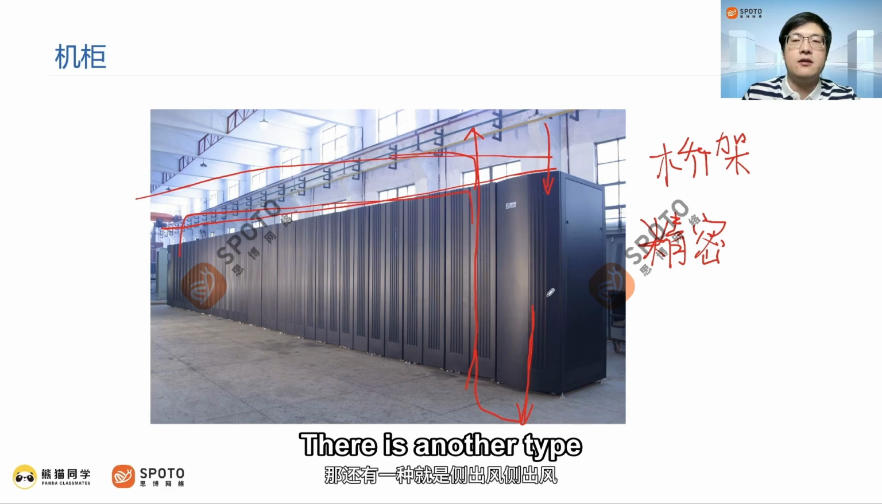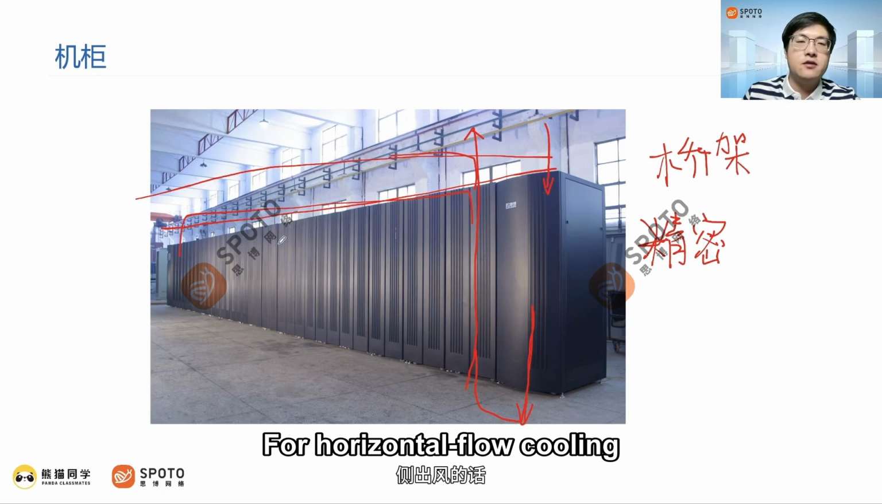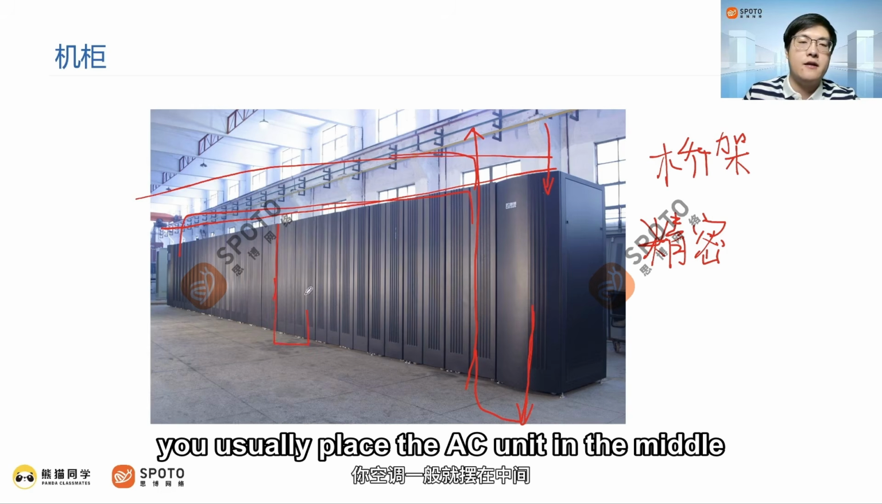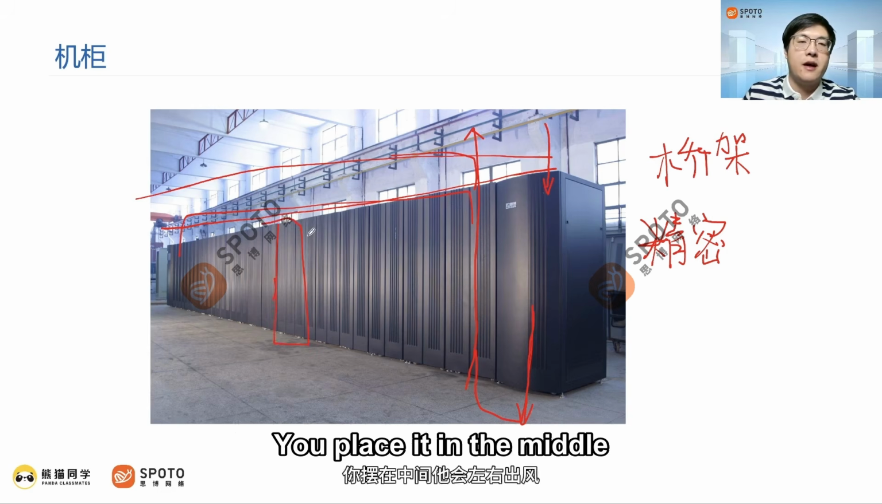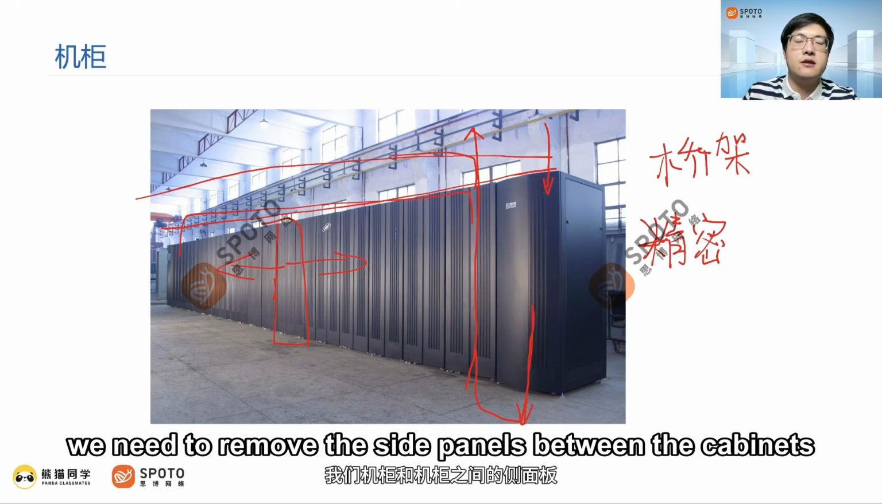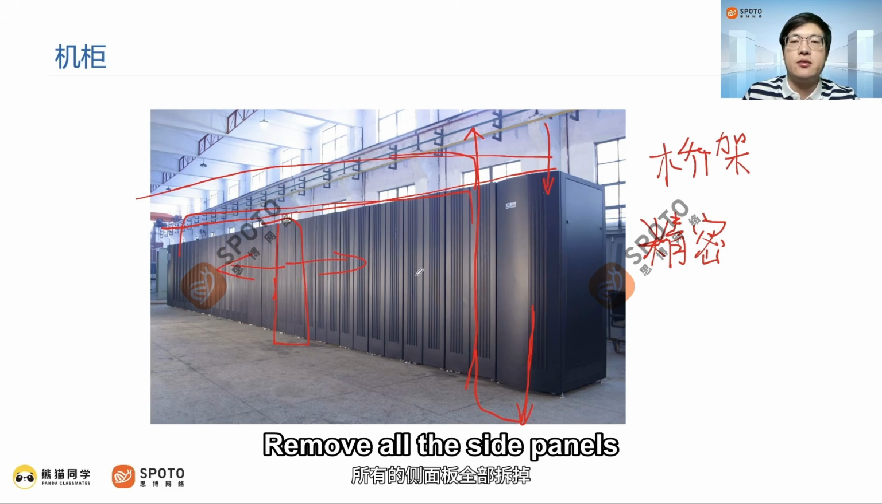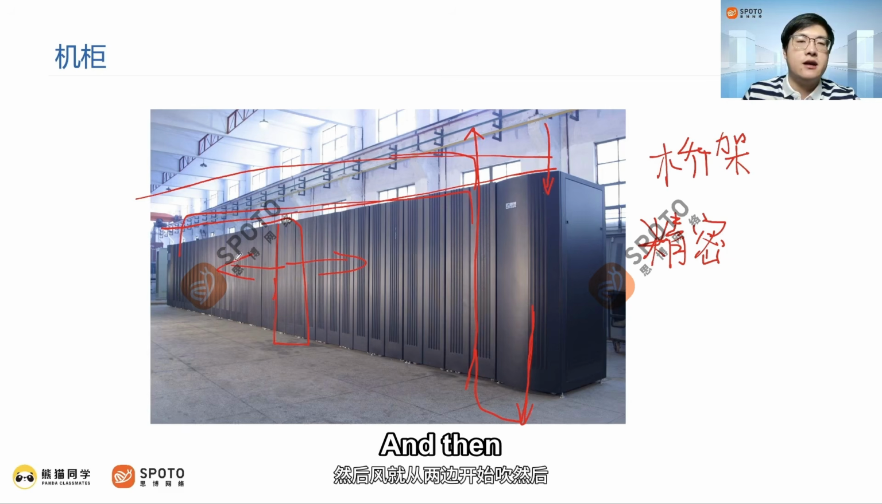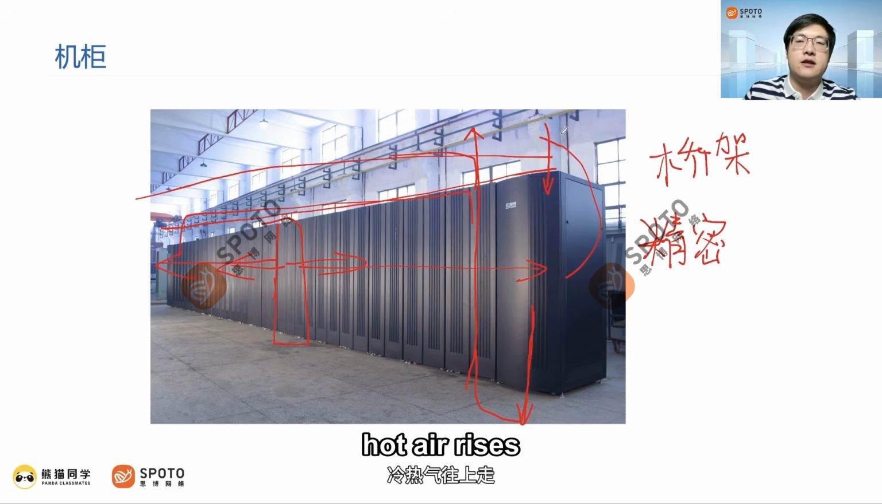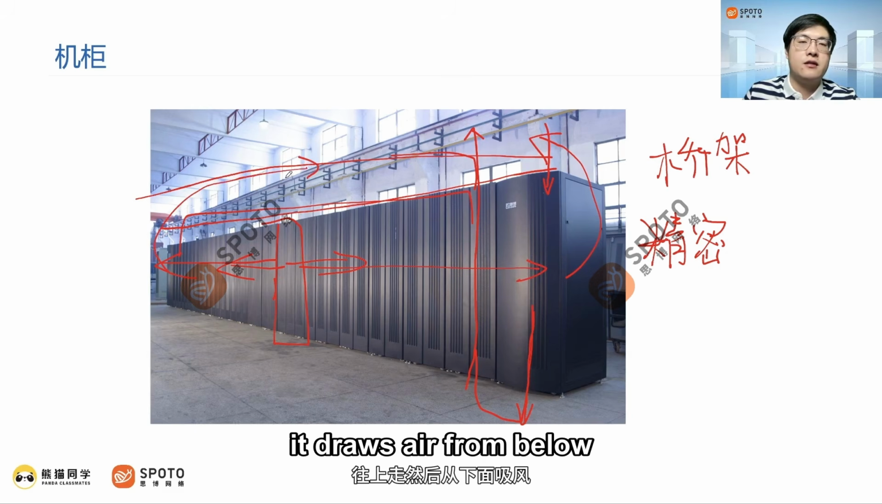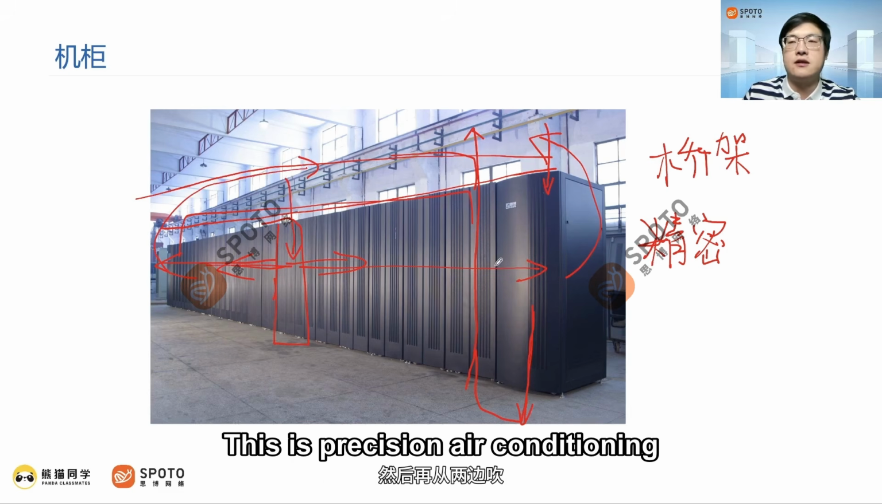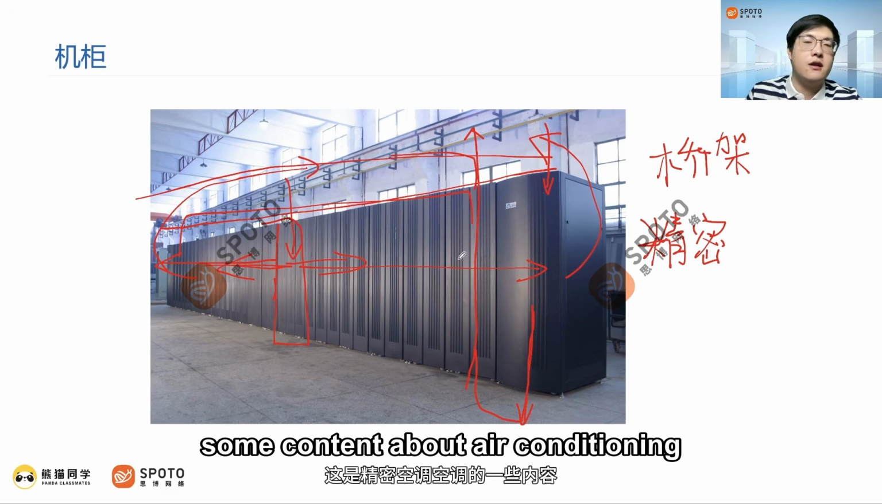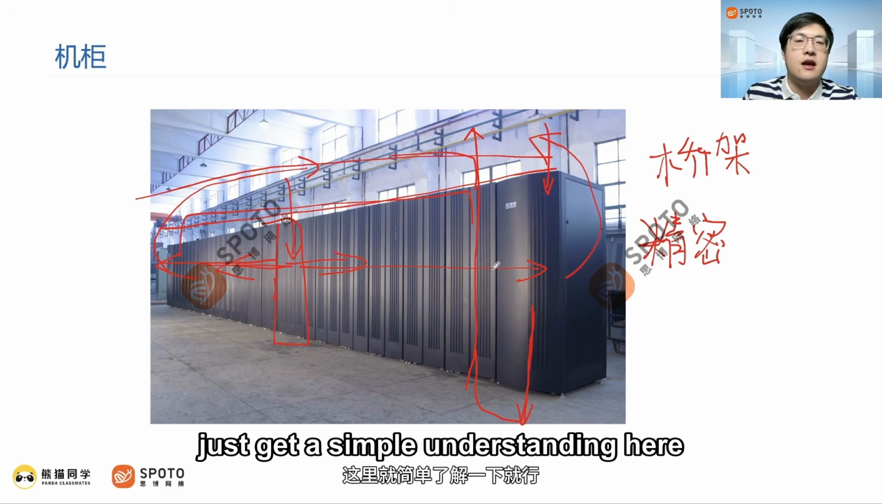This is downflow. There is another, which is horizontal flow cooling. For horizontal, you usually place the AC unit in the middle. You place a row of units and it will blow air left and right. In this case, we need to remove the side panels between the cabinets. Remove all the side panels. And then, air blows from both sides. Then, hot air rises, and it draws air from below, drawing hot air from above, and then blows it out from the side. This is precision air conditioning. Of course, there is other supporting content, just get a simple understanding here.